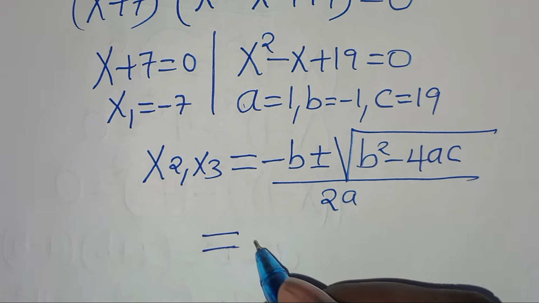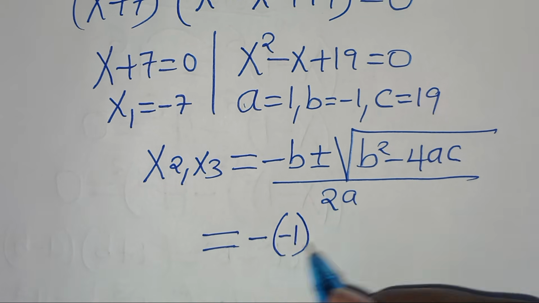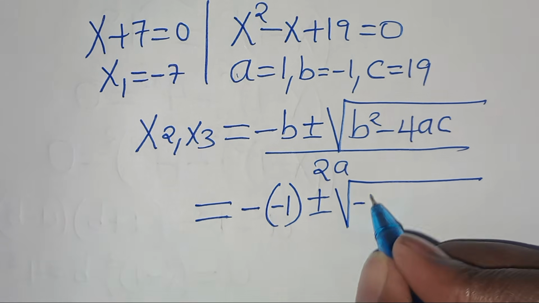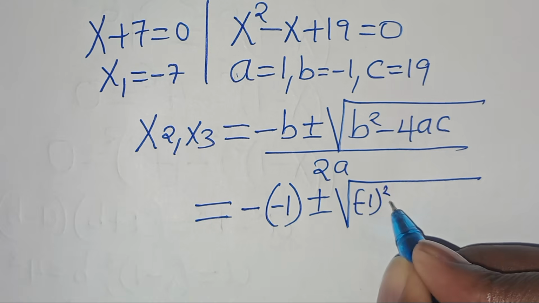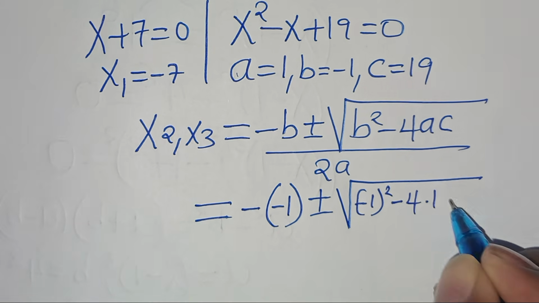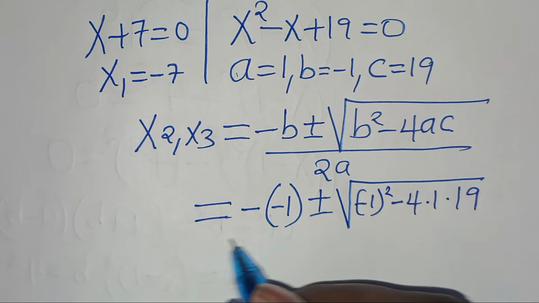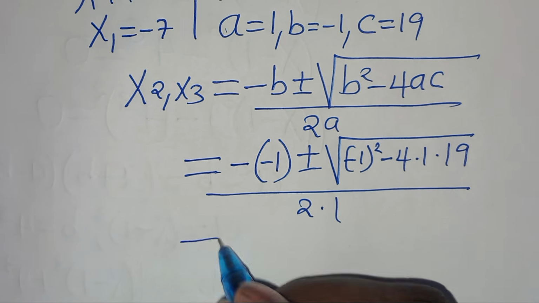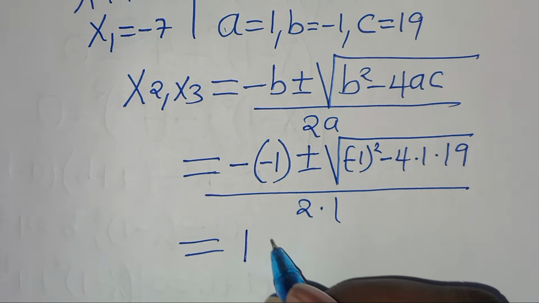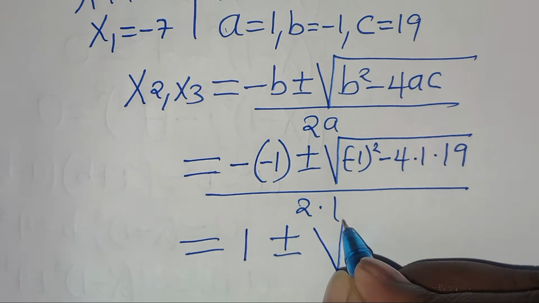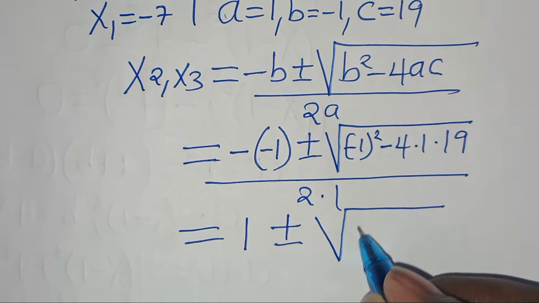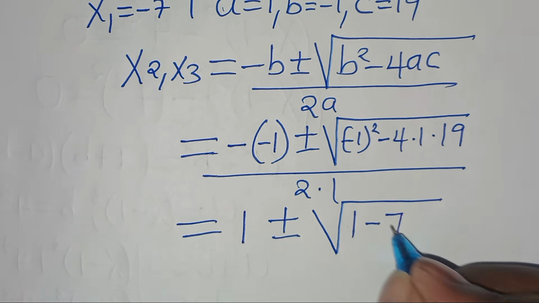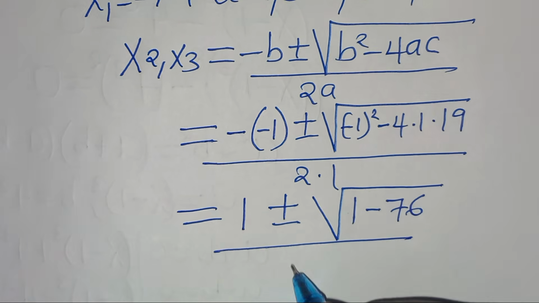So this is equal to negative times negative 1, plus or minus the square root of negative 1 raised to the power of 2, subtract 4 times a, which is 1, then times c, which is 19. Everything here divided by 2 times 1. So we have negative times negative 1, this is 1, plus or minus the square root of negative 1 squared, this is 1, minus 4 times 19, this is equal to 76, then divided by 2.